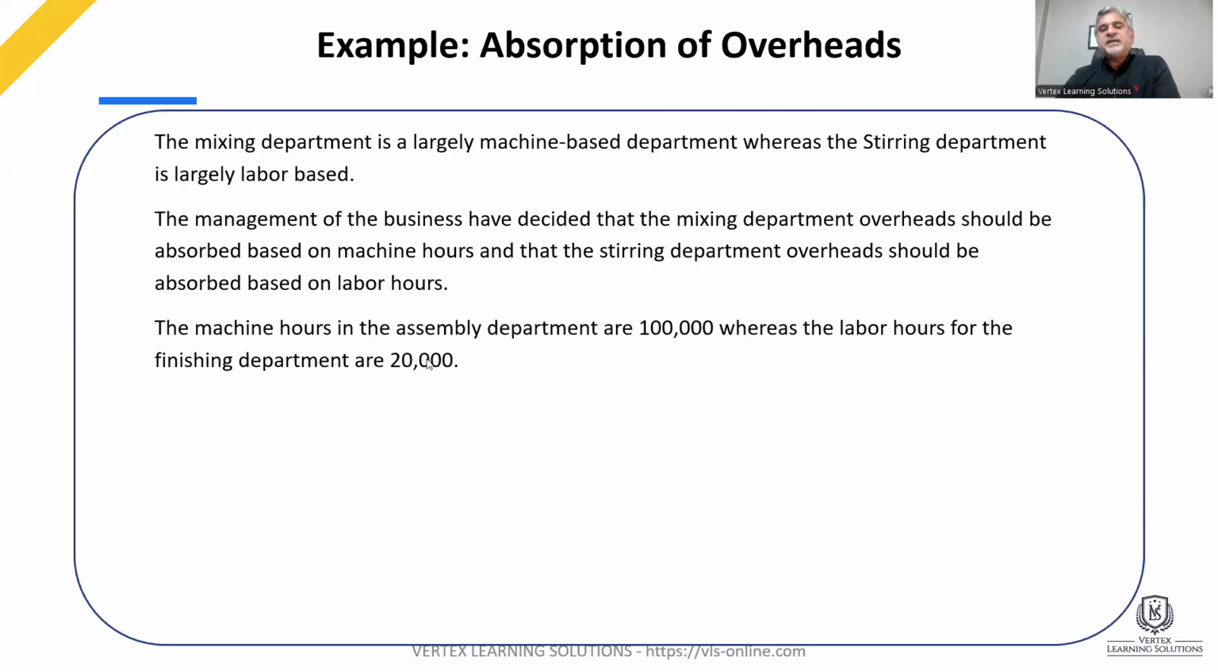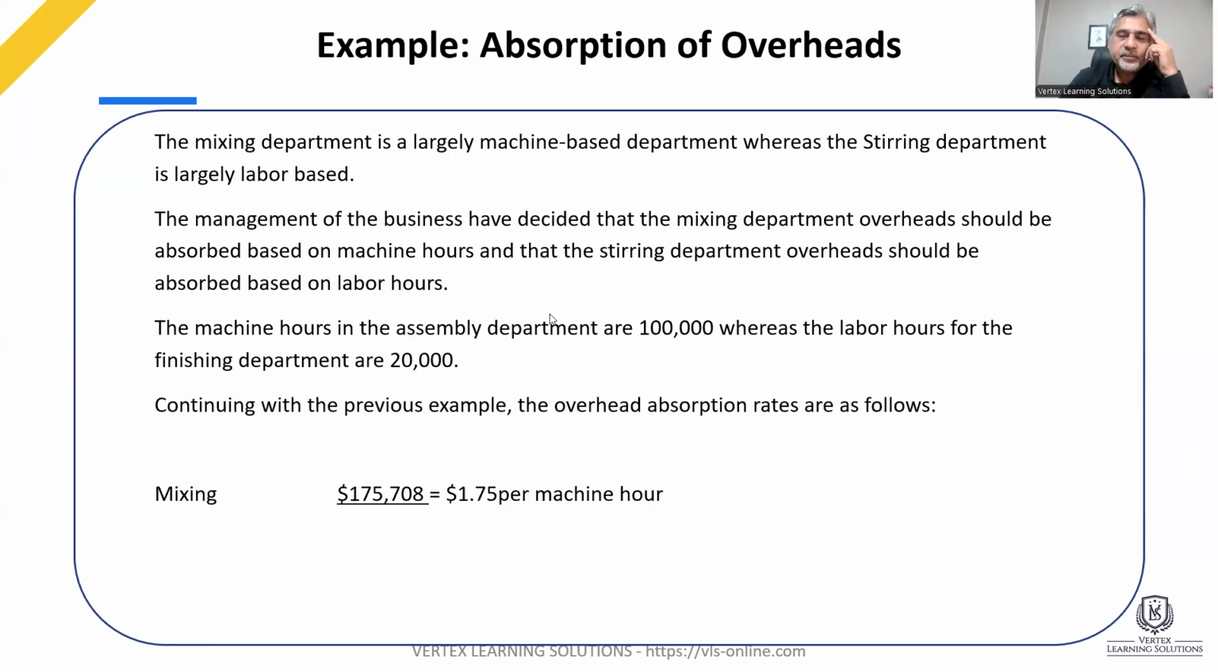The machine hours in the mixing department, it's just the name, let's call it the mixing department, are 100,000 hours, whereas the labor hours for the finishing department, it's not finishing, let's call it the stirring department, are 20,000. So we got the number of hours as well, machine hours for one and labor hours for the second, and then we calculate the overhead.